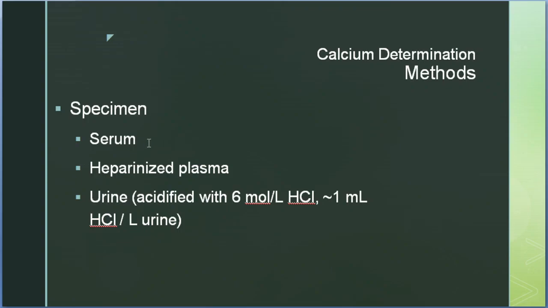So for your specimen, because loss of carbon dioxide will increase the pH, the sample must be collected anaerobically. Kasi nga, pag na-loss ang ating carbon dioxide, diba? Remember, carbon dioxide is acidic in nature. So pag mawawala ang carbon dioxide, there will be increase ng ating pH. Remember that a change in the blood alkalinity or acidity can affect the calcium level.